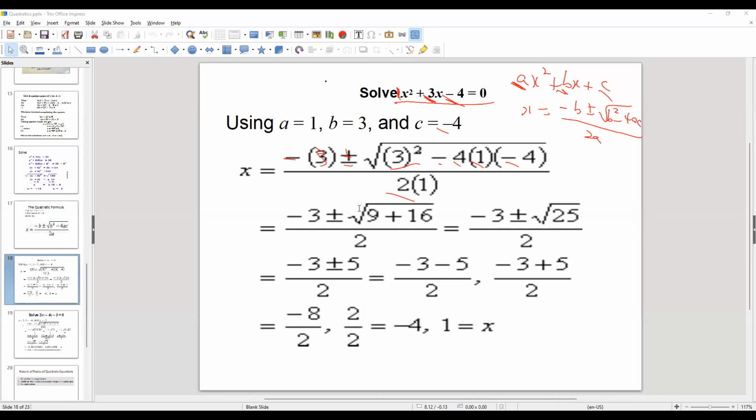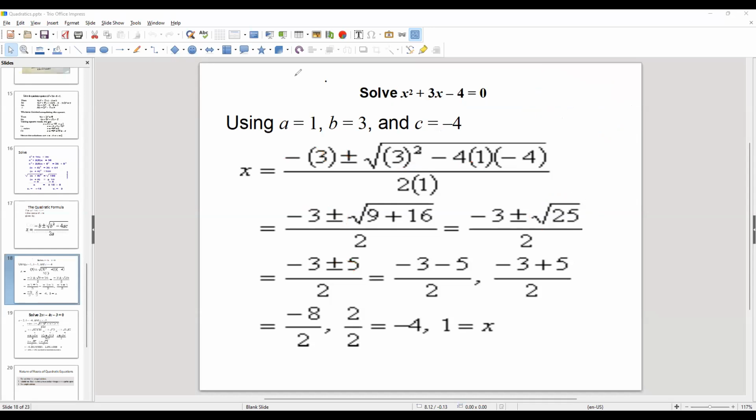Now remember, the square root of a number is both the positive square root and the negative square root. So the square root of 25 is not just 5. It's positive 5 as well as negative 5, right? So x can either be minus 3 with the negative, over 2, or minus 3 with the positive, over 2. When you simplify these two, you get minus 4 and 1. Follow that one?